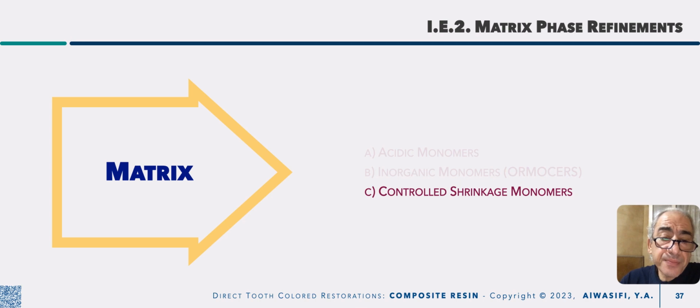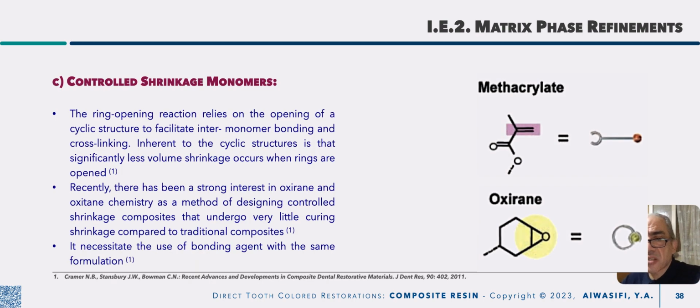Last in the modification of the matrix is the controlled shrinkage monomer. First of all, when they invented it, they marketed it under the name of no shrink composite, then low shrink, then controlled shrinkage, which is the best description of your material, because there was great objection to the terminology of no shrink. As we mentioned before, if there were no shrink, then your composite would no longer be polymerized.